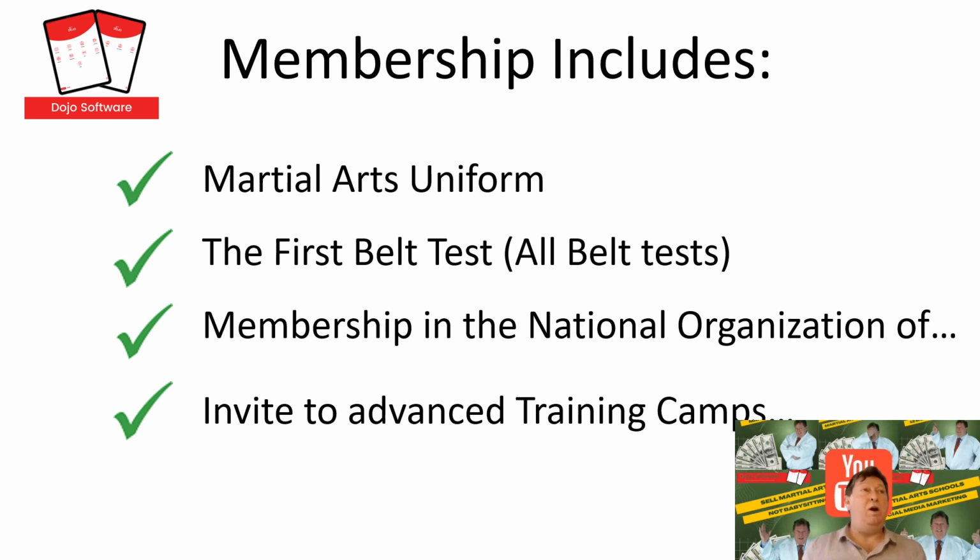So if you're a Wing Chun school or a Krav Maga school, or you're an MMA school, you might not have a uniform, but you might have a T-shirt and a water bottle. And what you want to say is that our memberships include your martial arts uniform, or your first belt test, or a membership in the national organization, or special invites to advanced training camps, or you want to put down all those extra features that are included in your membership. And you want to do that before you present any prices.